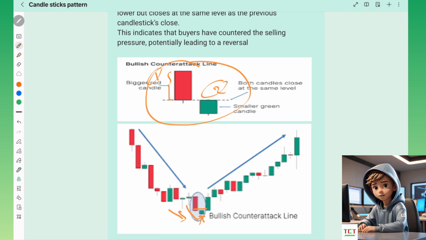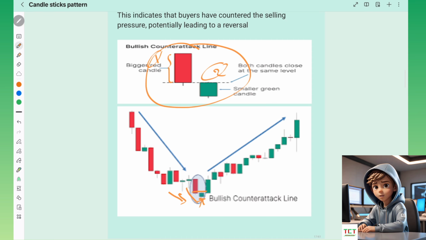This sudden and strong reversal potentially leads to a trend change because it shows that sellers are losing control and buyers are becoming aggressive. The key characteristic to look for is that both candles must close at approximately the same price level. If there's a big difference in the closing prices, then it's not a counterattack pattern. This pattern is most effective when it appears after an extended downtrend or at a significant support level, because that's when the counterattack by bulls is most meaningful.